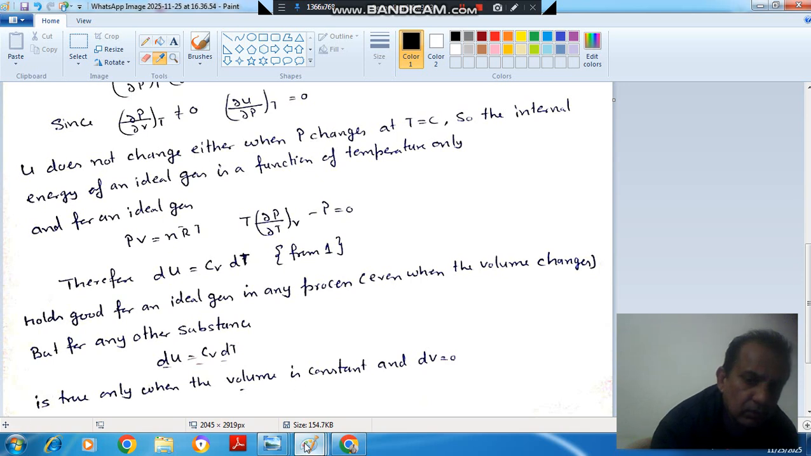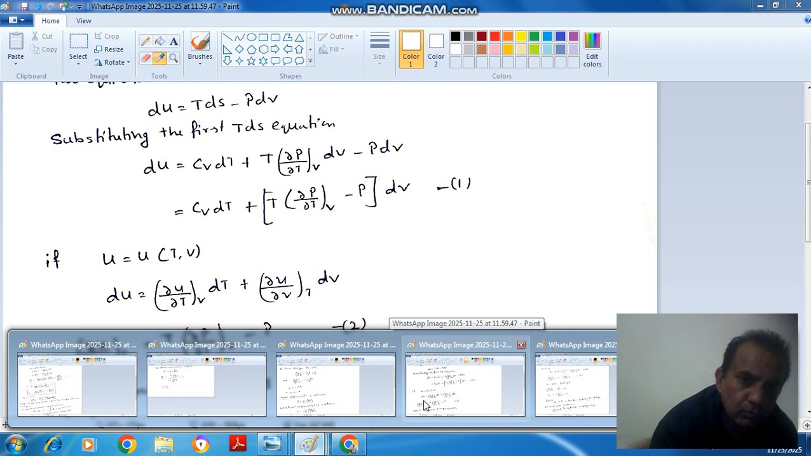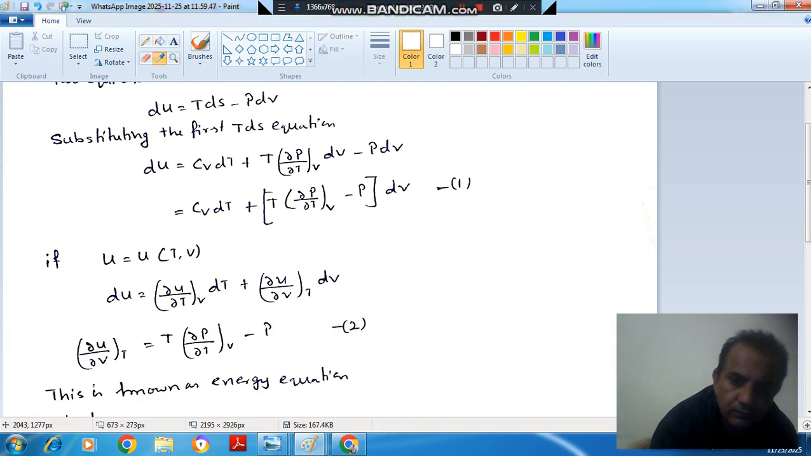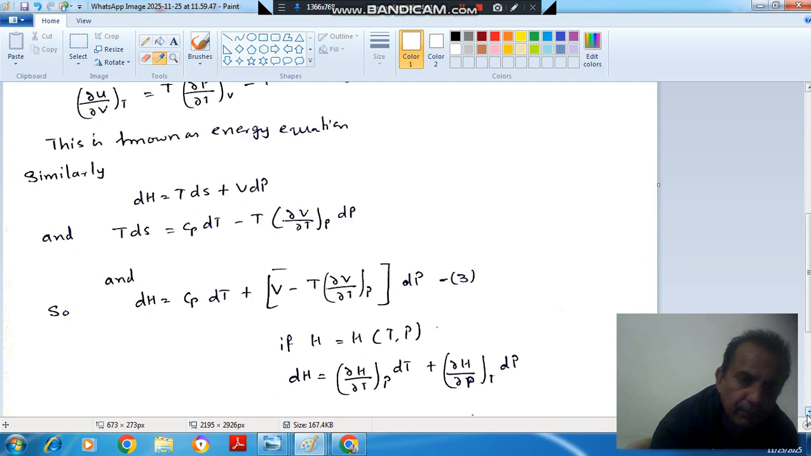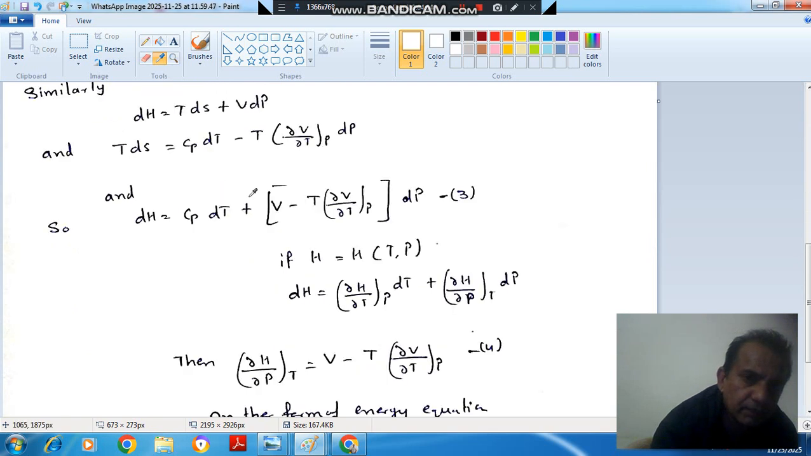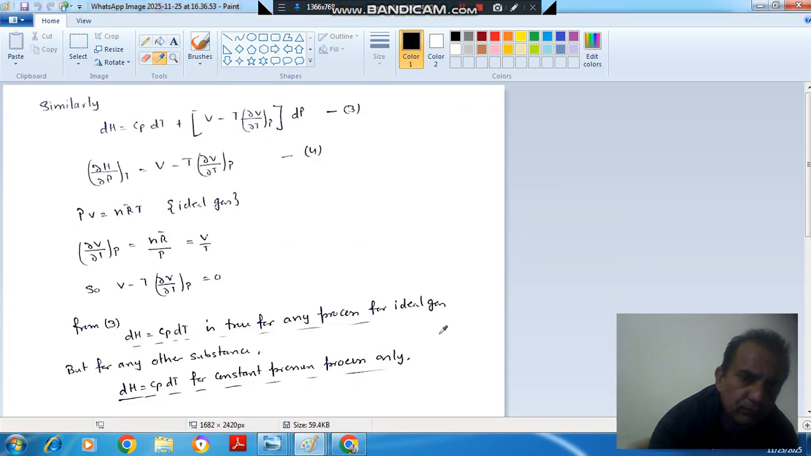Okay, now we also derived two more equations in the form of H, or enthalpy, starting from H is equal to U plus PV, that is dH is equal to TdS plus VdP, and then putting the value of TdS equal to Cp dT minus T (∂V/∂T) at constant P dP. So we derived this, and this (∂H/∂P) at constant T was equal to this. We also derived these, equations 3 and 4. Now we'll use these two to derive more results for analysis.